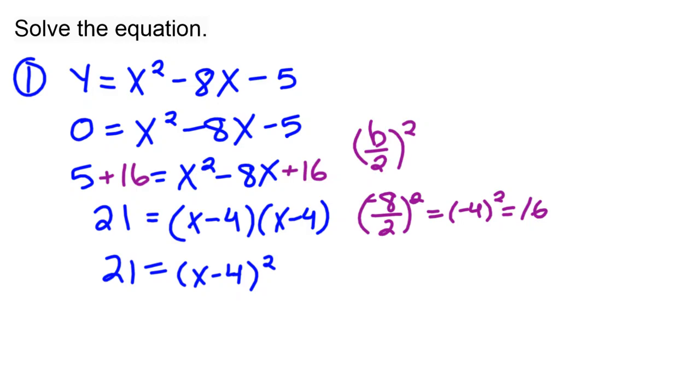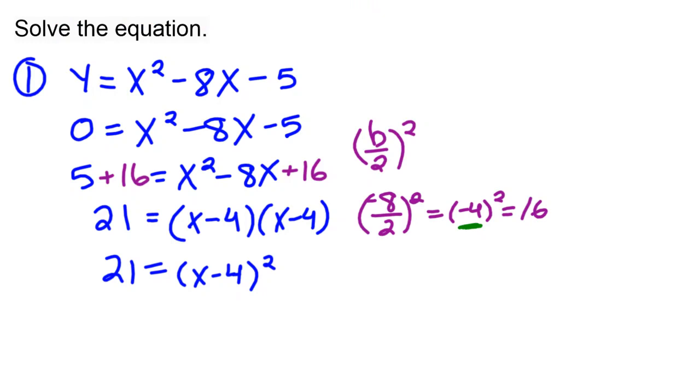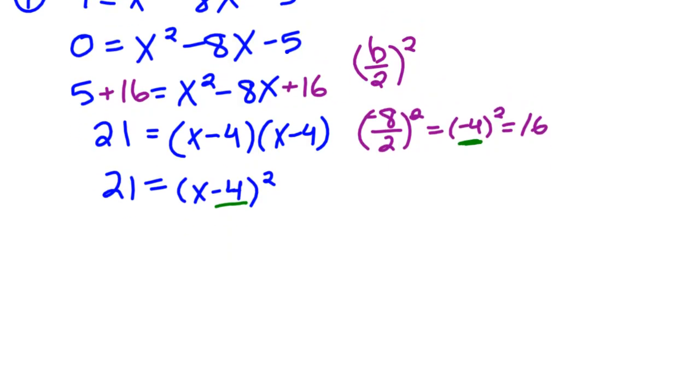Now the shortcut, while doing this process, is recognizing that the value of b divided by 2 is always going to be what we get after we factor. Minus 4 is what's always going to appear in the factors. So you can kind of just skip through the factoring process if you realize that. But what we have to do now is solve for x.